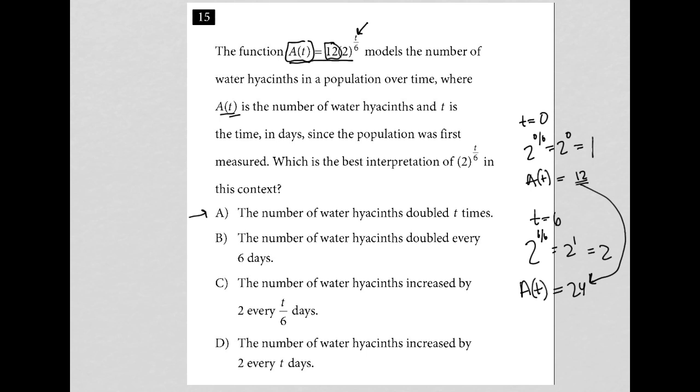So choice A says the number of water hyacinths doubled t times. No, right? Because when t is 6, it didn't double 6 times. So that's gone. Choice B, the number of water hyacinths doubled every 6 days. Absolutely yes. That's what we just proved, so B has to be the right answer. I'll look at the other ones though. C, the number of water hyacinths increased by 2 every t over 6 days. No, that's not true. And D, the number of water hyacinths increased by 2 every t days. No, the number of water hyacinths doubled every 6 days.